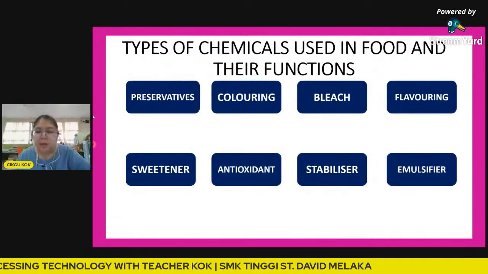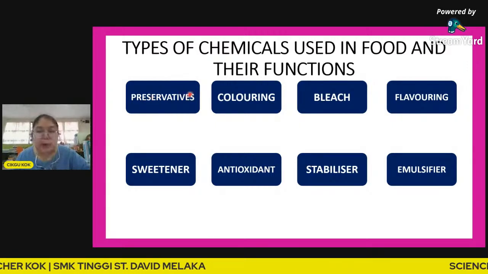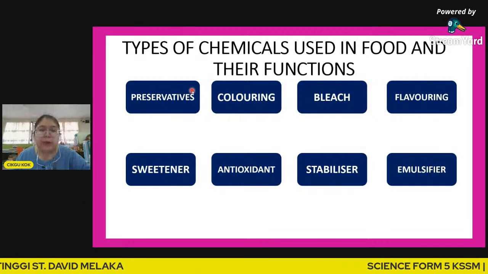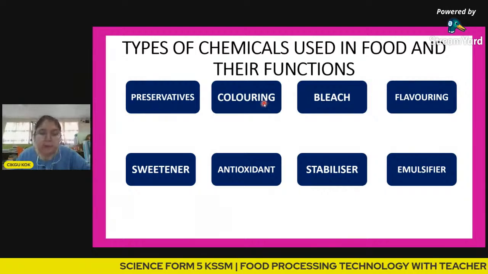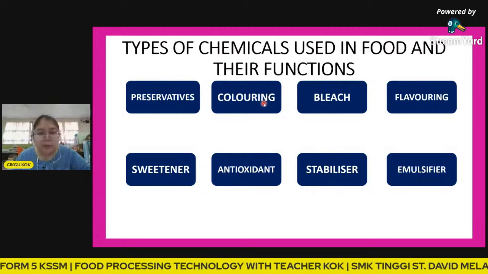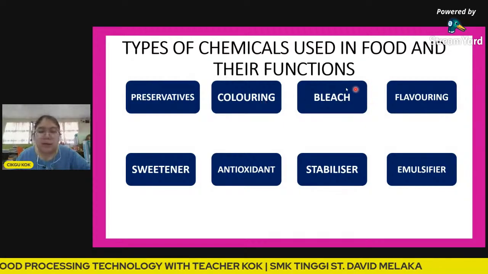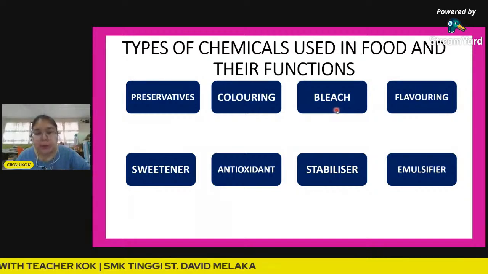How many types do we have? We have 8 types. Okay, we separate them. Preservative, that means they add it so the food can stay for longer, we've got an expiry date. Number 2, coloring. Because now coloring is very attractive. You buy something, you also choose the color. Bleach, that means you remove the color, make it become white. Okay, this one is called bleach.